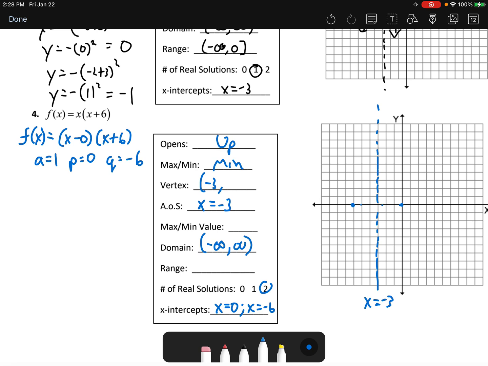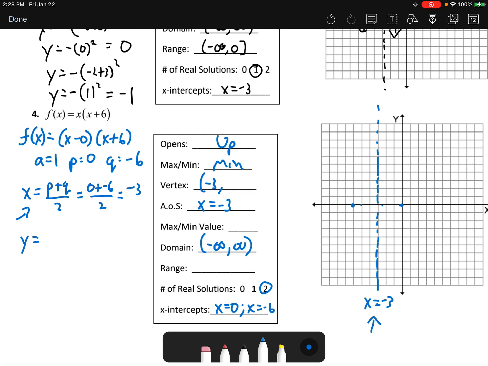Now we just have to find the y value. Well, once again, if you recall, x is p plus q divided by 2, but that would be 0 plus negative 6 divided by 2, which is negative 3. So again, you can do it graphically, like I did, or you can use the formula.